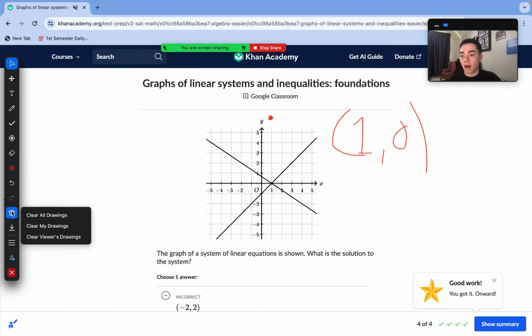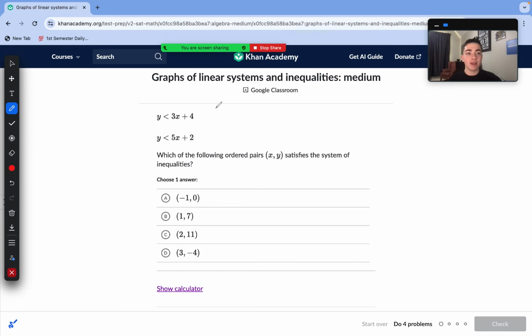Let's move on to our medium skill. Here we are at our medium difficulty level for the same skill that we were going over before, graphs of linear systems and inequalities. So here we have a system of linear inequalities, and when we don't have our graph, we're not going to be looking for the shaded region. We're going to be substituting in these values for both of these inequalities, and if it fulfills or makes these two inequalities true, that means it is an answer. So we're going to be substituting in negative 1 for x and 0 for y into both of these to test it out. So y gets replaced with 0 and x gets replaced with negative 1.